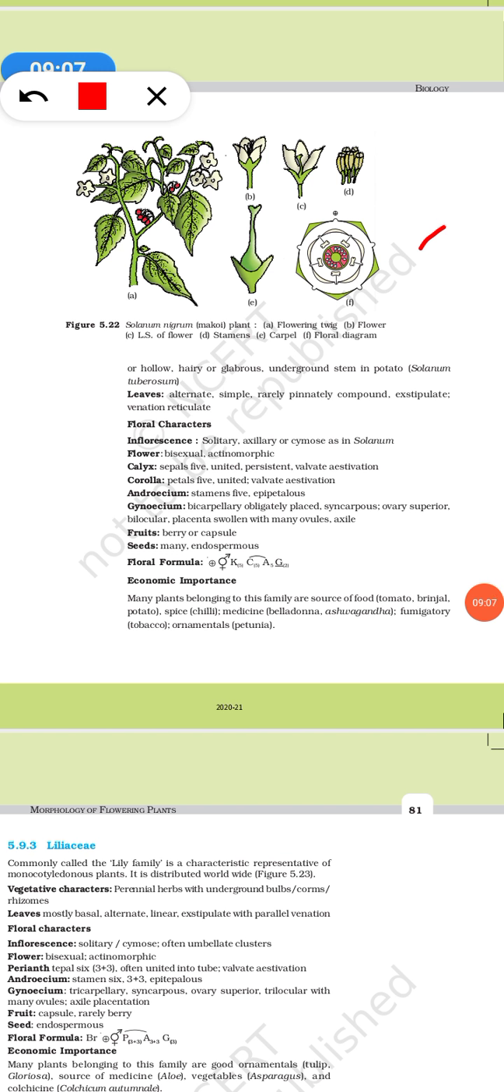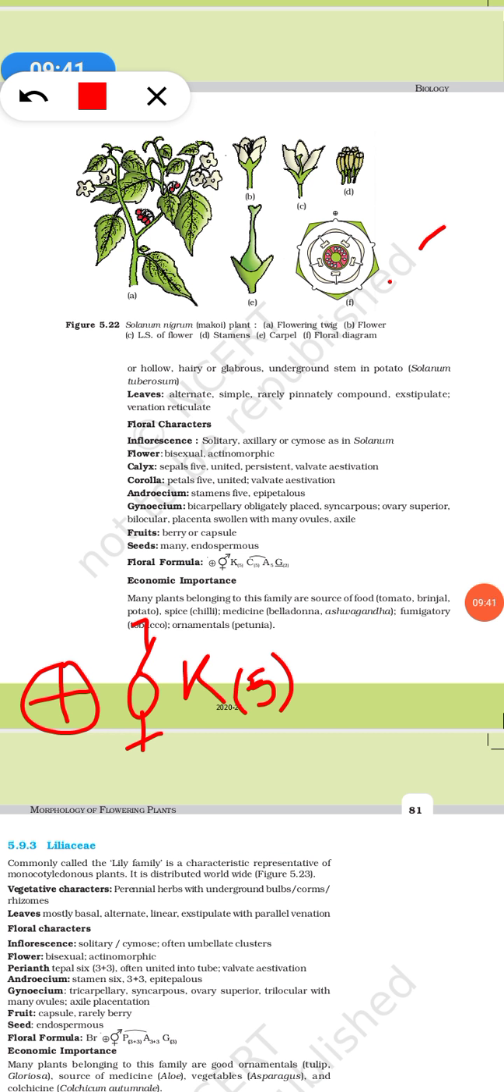If it is actinomorphic, what will be my symbol? This is the symbol of actinomorphic. Okay, and bisexual, so I will write it as bisexual. Next, coming to the calyx, K. What is the calyx? There are 5 sepals, united, persistent, valvate aestivation. So they are united. When they are united, I will write it like this. They are fused, they are united. So in a bracket I have put 5.